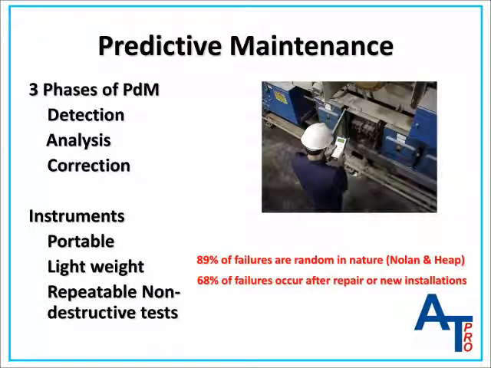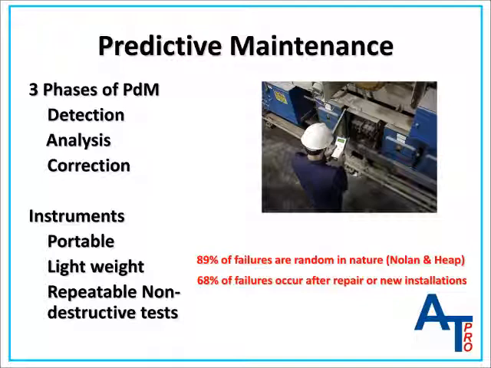Predictive maintenance programs are based on studies, like the Nolan and Heap study, that have determined that 89% of failures are random in nature and that 68% of failures occur immediately after installation or repair. Generally speaking, this means that the probability of a failure actually increases by performing routine preventive maintenance tasks and inspections. Predictive maintenance programs use the machine's operating condition to determine when maintenance needs to be performed. The most effective programs recognize the three phases of predictive maintenance: detection, analysis, and correction.